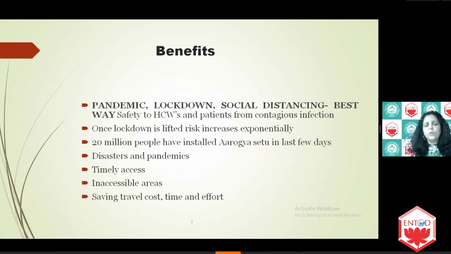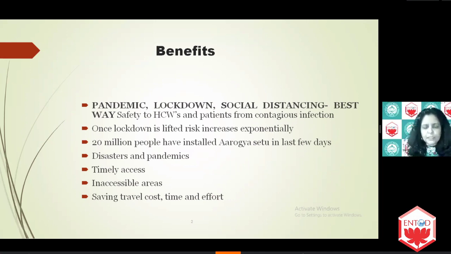Now, once the lockdown is lifted, it does not mean that the corona is over. Even when the lockdown is lifted, as the movement starts, the risk increases even more, and there is a risk that it may increase exponentially, especially if we do not continue to practice physical distancing. Hence, even when the lockdown is over, telemedicine will be a very useful option.